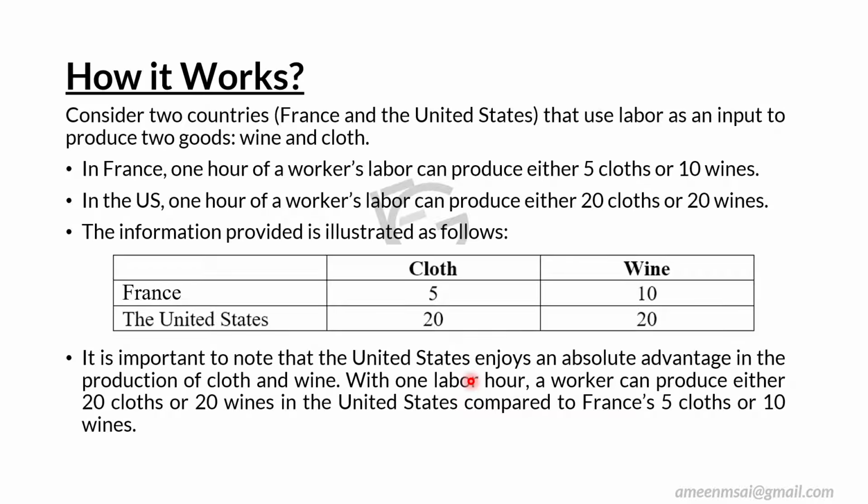So let's look into a simple example of how it works. Consider two countries, France and United States, that use labor as an input to produce two goods, wine and clothes. This is one of the important assumptions when it comes to comparative advantage. We are using only one factor of production, that is labor, and only two goods, wine and clothes. Two countries, one factor of production, and two goods. This is the basic assumption put forward by David Ricardo in order to establish his theory.